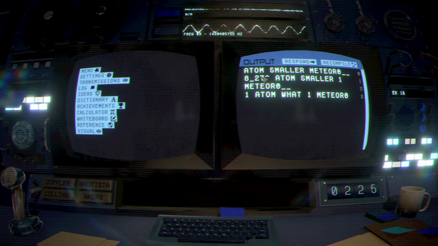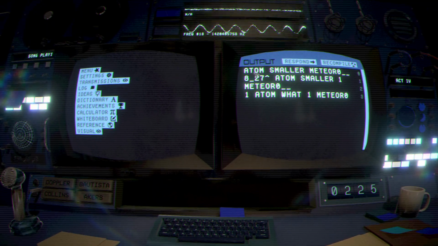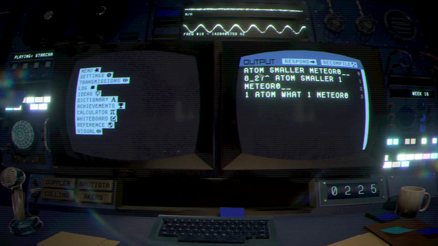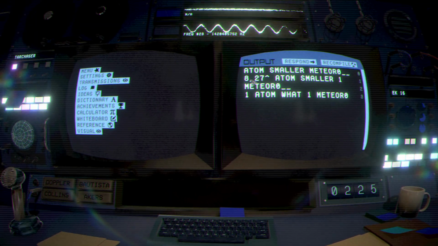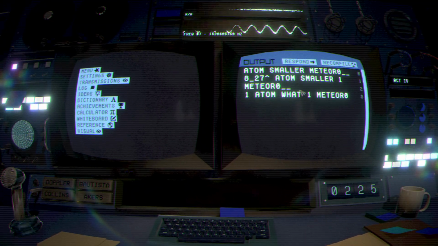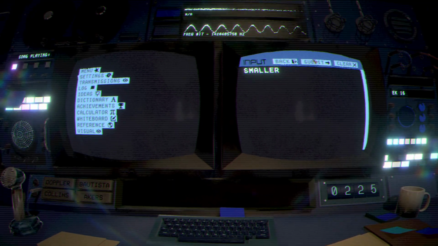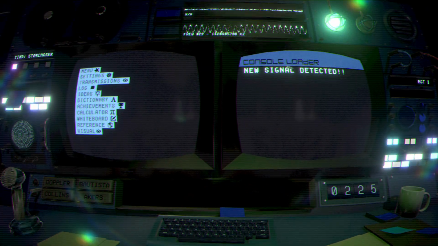So I'm trying to understand this. So atoms are smaller than meteor 0. 8 to the 27th power atoms are still smaller than one meteor, is what I'm understanding here. So one atom smaller than one meteor. Okay.